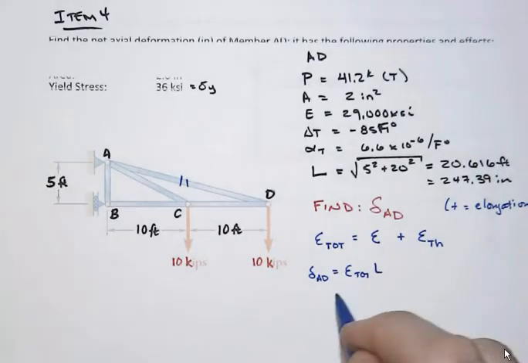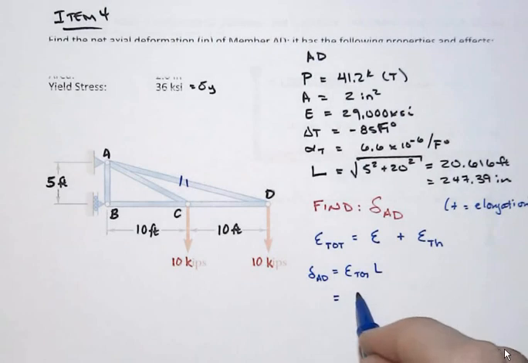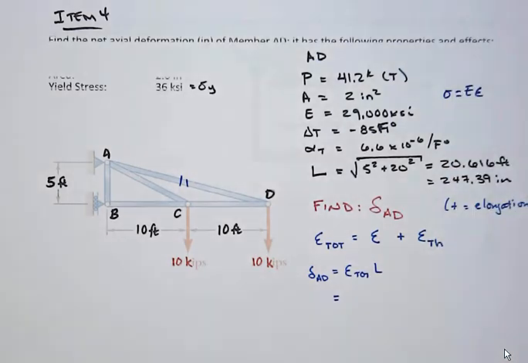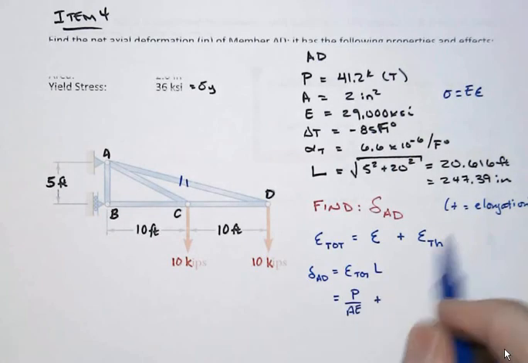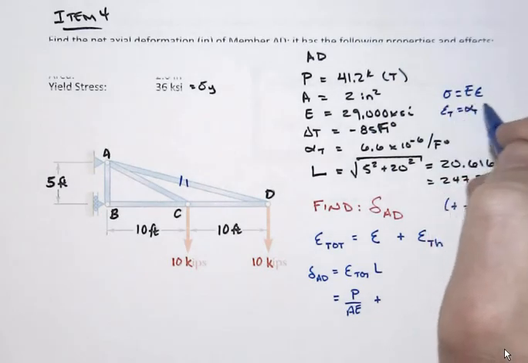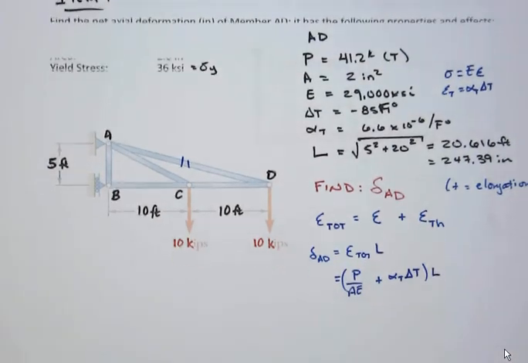And so substituting everything in, strain is going to be given to us by Hooke's law. And so Hooke's law being sigma equals E epsilon, and stress being force over area, we'll have P over AE plus our thermal strain being given to us by alpha sub t times our delta t, and then all of that will get multiplied by the length to give us our total deformation.